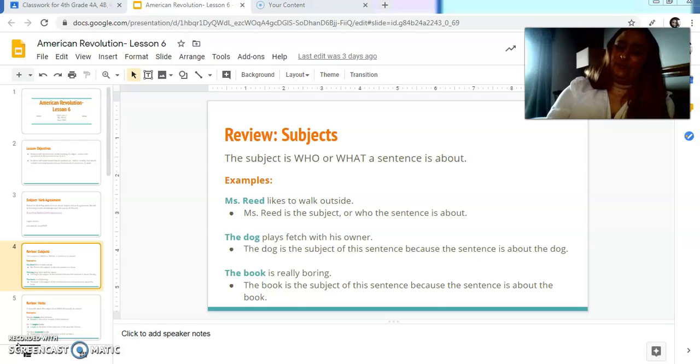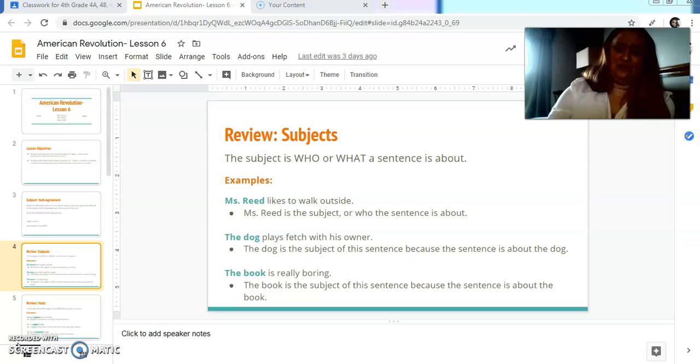So this is review. When we talk about the subject of a sentence, we're saying who or what a sentence is about. So these are different examples, and each of the subjects in the sentence is in blue font. Example 1, Miss Reed likes to walk outside. Miss Reed is the subject or who the sentence is about. So if I asked you who the subject was of that sentence, you would say Miss Reed. She's the person doing something or who the sentence is about.